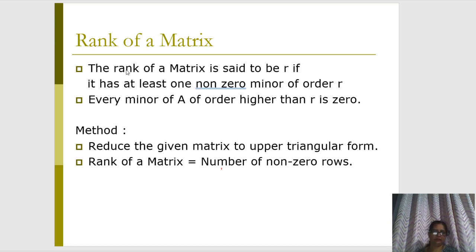Rank of a matrix. Rank of a matrix is said to be r, if it has at least one non-zero minor of order r. Secondly, every minor of A of order higher than r is 0. These are the two conditions. The method is to reduce the given matrix to upper triangular form and then find the rank of the matrix, and this rank equals the number of non-zero rows.